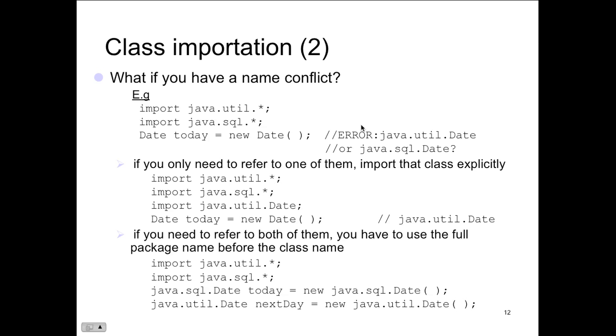Okay, class importation. What if you have a name conflict? Well, here's how we resolve it. We're going to have a name conflict here because util and SQL both have a Date in them. One of them's for SQL queries and the other one's for utilities. So if you only need to reference one of them, import the one that you want explicitly.